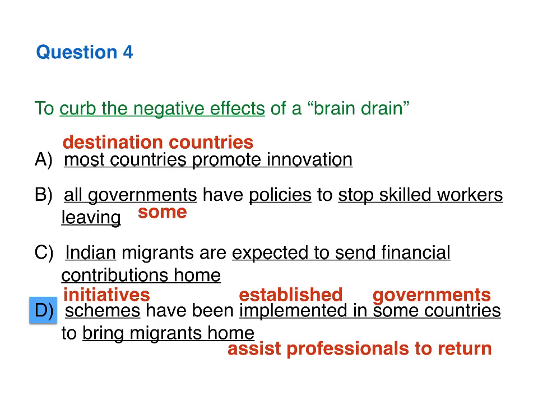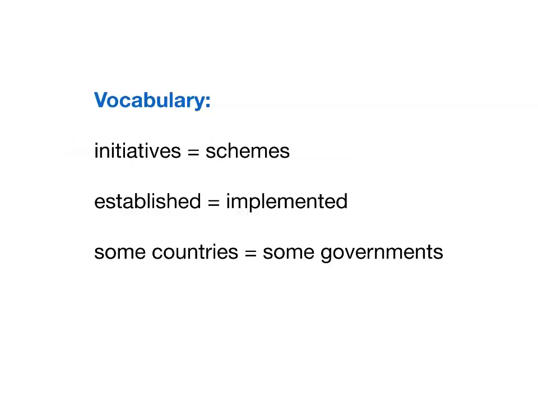And C, Indian migrants are expected to send financial contributions home. It doesn't say they send any money home, it just says they are expected to eventually contribute to the country. So one day they will give something back, maybe when they return home to work. So D was definitely the right answer there, and the vocabulary that we had from that was initiatives, meaning schemes, established, meaning implemented, and some countries, the same in this case as some governments.